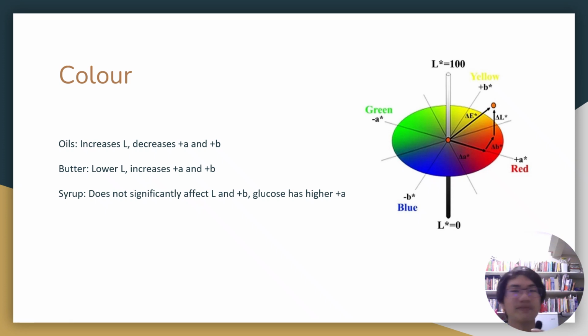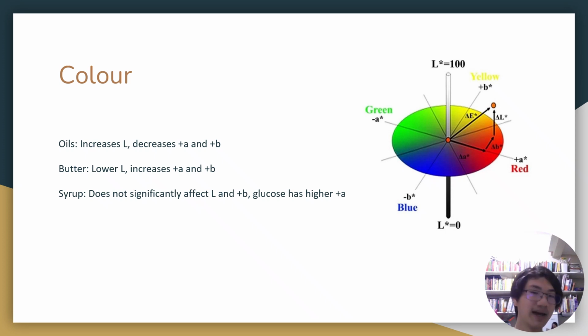The color. Before we begin, let me explain what L, A, and B is. L refers to lightness. If it's 0, it's black. If it's 100, it's white. A is a red-green axis. Positive means more red, negative means more green. Similar to A, B is a yellow axis. Positive means more yellow, negative means more blue. Now that I've explained that, let me discuss the result.